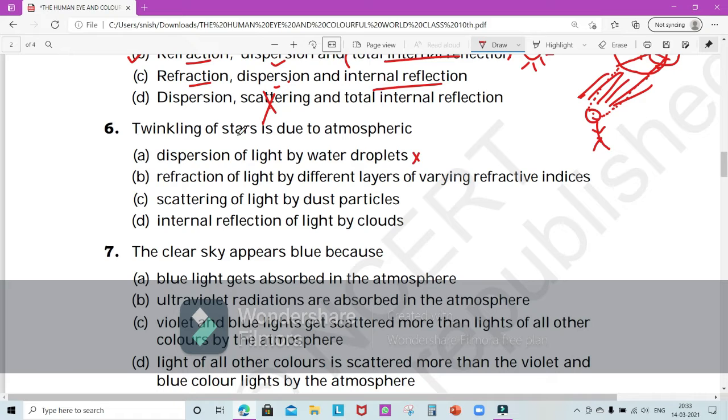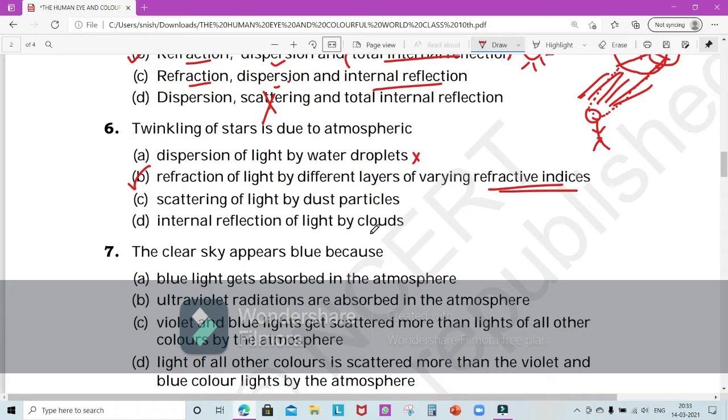The position, the amount of light entering our eyes from the stars keeps fluctuating. The intensity keeps fluctuating because of the refractive indexes, and it's varying. So that's the main reason why it appears to be twinkling. Is it scattering of light by dust particles? There's nothing really here. Are we talking about some colors or something? Usually scattering in those, you can relate it with colors.